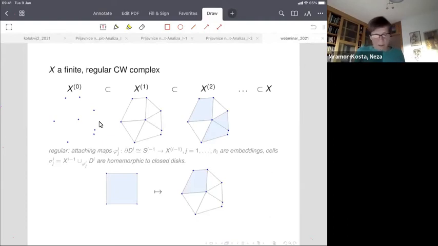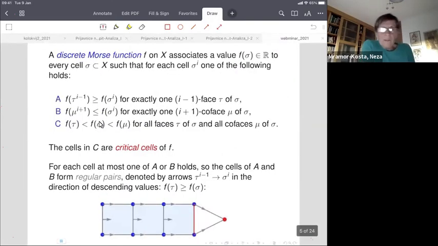This is the context where discrete Morse theory works best. It's not really necessary, but it doesn't do any harm to us right now to restrict to this context. Now, what is a discrete Morse function on X? Well, it's a map which associates a value from the real numbers to every cell in X.